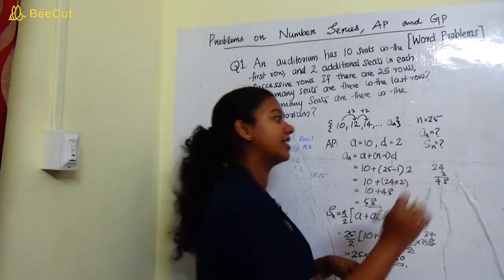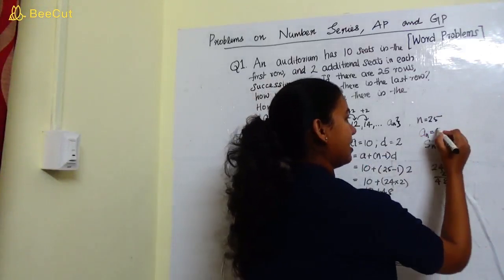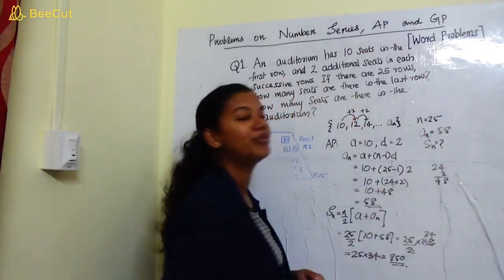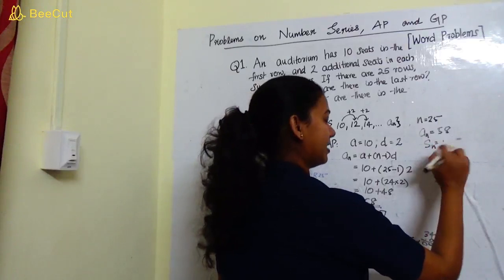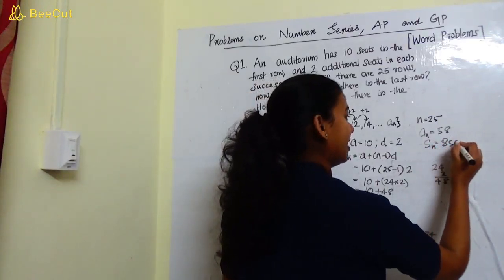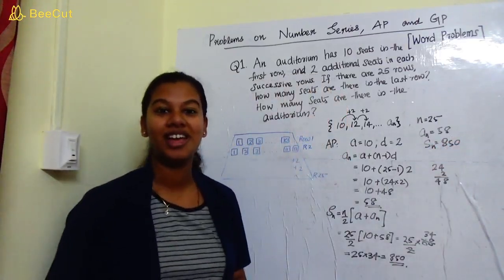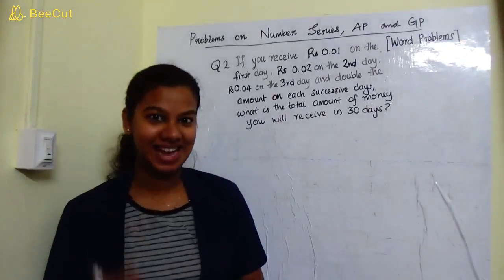So we have the answer that An equals 58 and Sn equals 850. Okay. Now let's go to the second word problem.